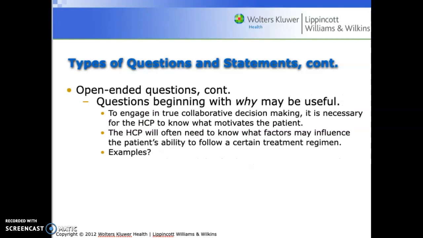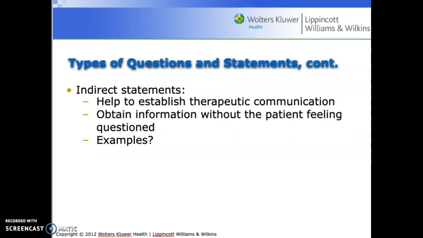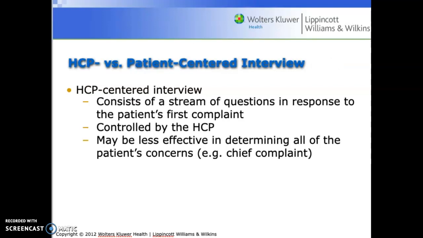This talks about a little bit of cautionary issues with open-ended questions and the reason why we use them. Feel free to read that. Indirect statements, that's another type of communication that helps the therapeutic process, but be sure to look at that when you have time. Healthcare provider-centered interview, we talked a little bit about streamlined questions.